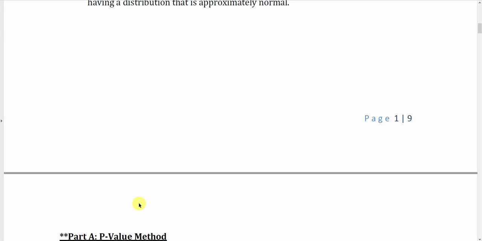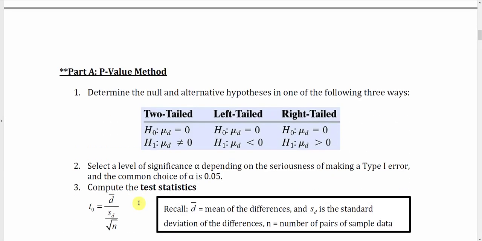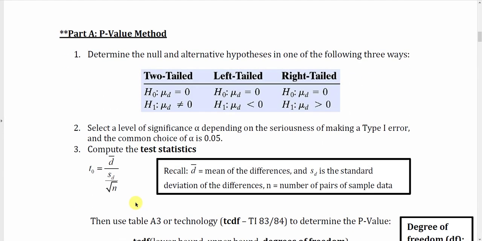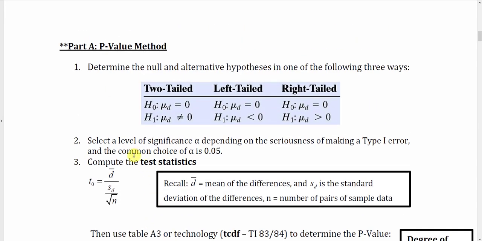Alright, so let's try to conduct the testing. Normally we have two ways, the p-value method and the critical value method, but we focus more on the p-value because this is the common method. All the technology nowadays displays the p-value, especially the TI-83 or 84 Plus. When you do the testing, the program will display the p-value.